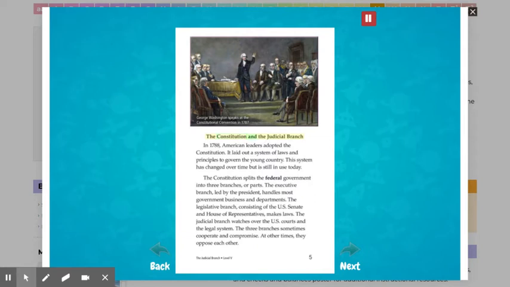The Constitution and the Judicial Branch. In 1788, American leaders adopted the Constitution. It laid out a system of laws and principles to govern the young country. This system has changed over time, but is still in use today. The Constitution splits the federal government into three branches, or parts. The executive branch, led by the president, handles most government business and departments. The legislative branch, consisting of the U.S. Senate and House of Representatives, makes laws. The judicial branch watches over the U.S. courts and the legal system. The three branches sometimes cooperate and compromise. At other times, they oppose each other.